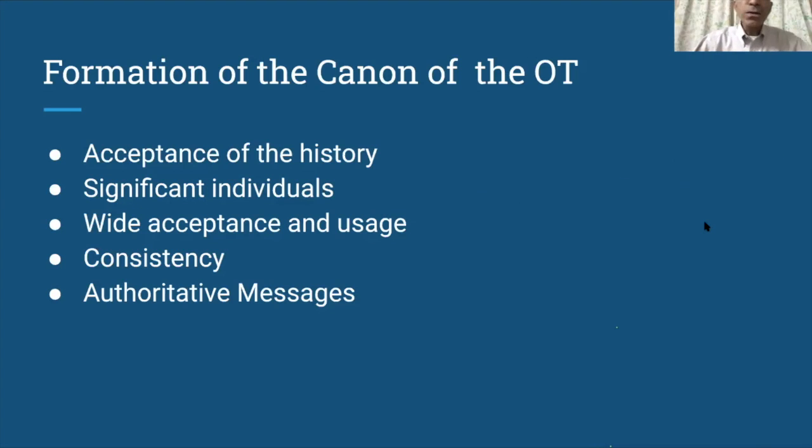Okay, another word you see: consistency. Those aspects that were consistent throughout the history of God and his people, and the relationship with his people, that were important to them, were kept. Those that were not consistent were not kept.